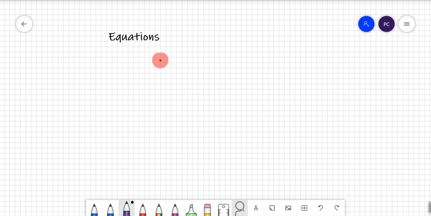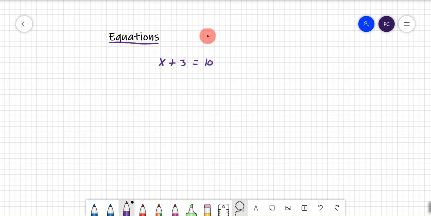So if we say something like x plus 3 is equal to 10, then this is what's known as an equation. Why is it an equation? Because you have this equal sign here. And really the way to think about an equation is like a balance.